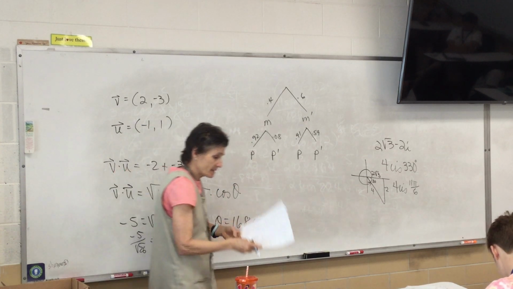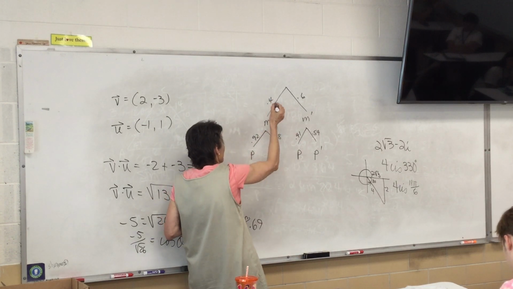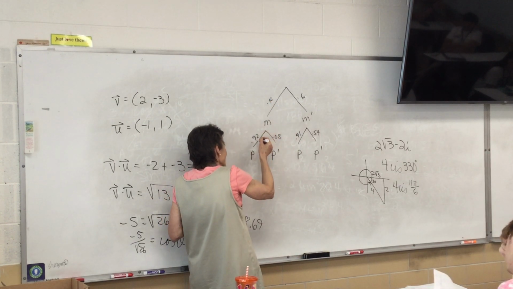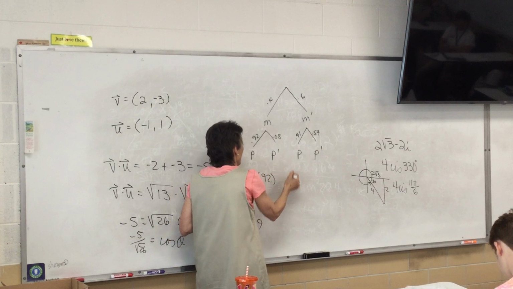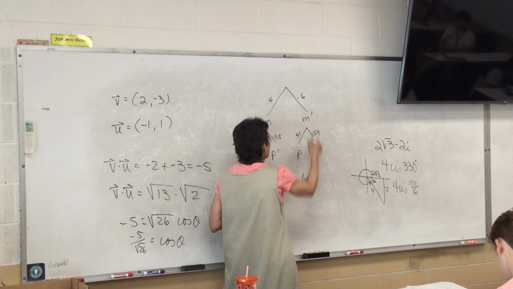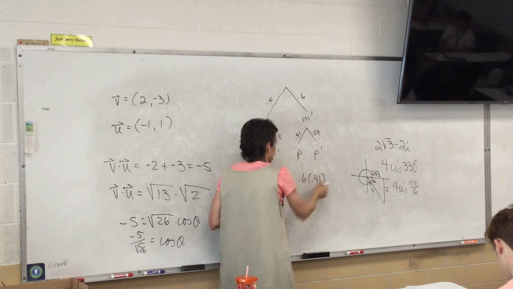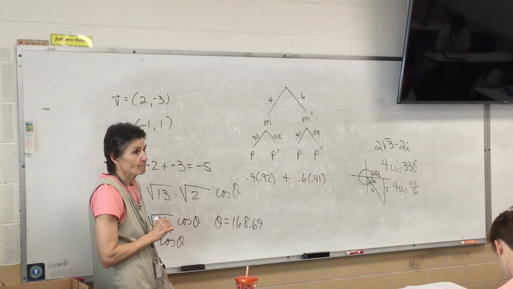Find the probability of popcorn. So I'm going to multiply these two, I'm showing a movie and having popcorn, so 0.4 times 0.92. Or, I'm not showing a movie and having popcorn. So that would be the answer to the question.